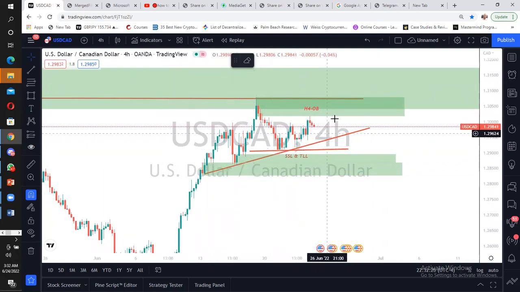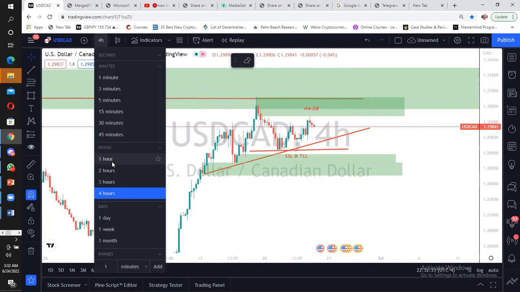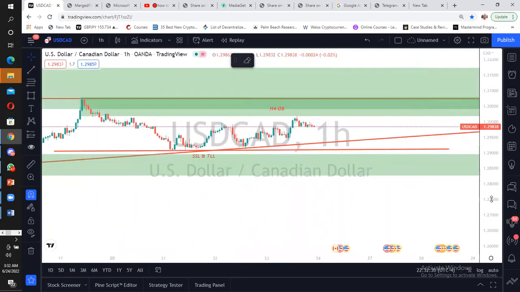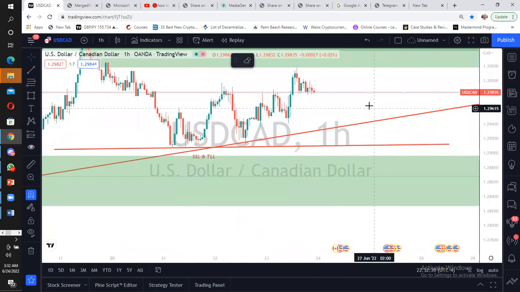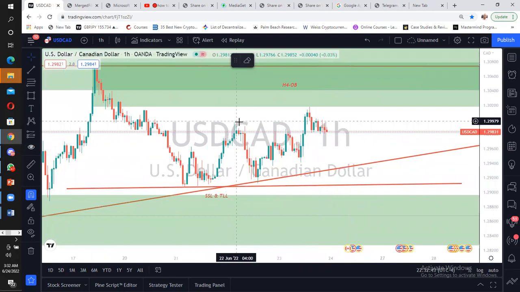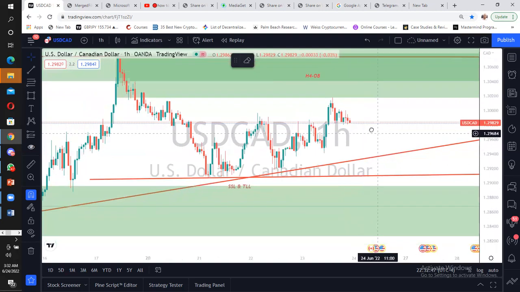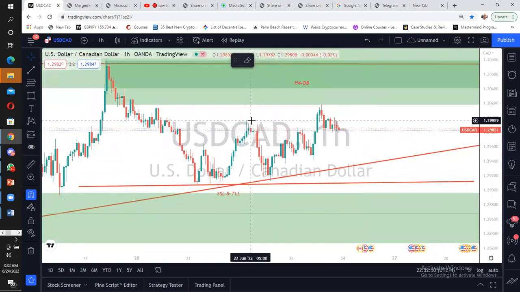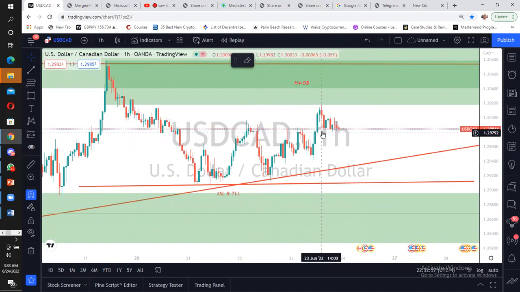Yes, it's still breaking structure up, but I'm looking for this pullback before possibly going on. Let's go to 1 hour, see if we have any reason to sell. This is all we have. This level is taken out. All right. This level is taken out. There is no fair value gap here. This one is already filled up.